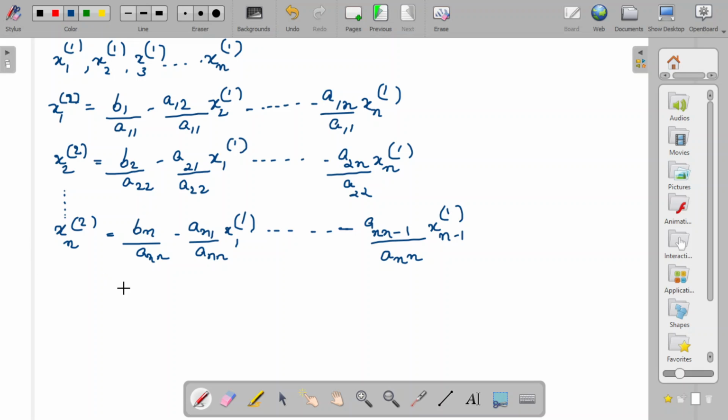Now let me call x1n the nth approximate value, up to xnn. Then you can find the (n+1)th approximate value using the same relation. x1 n+1 will be equal to b1 divided by a11 minus a12 divided by a11 x2n, then all the terms, minus a1n divided by a11 xnn. So all the (n+1)th approximate terms can be found using the nth terms.